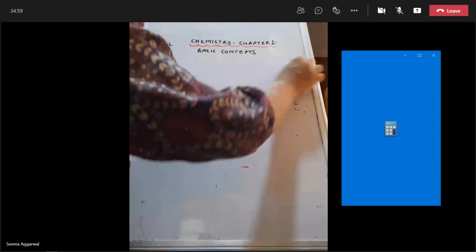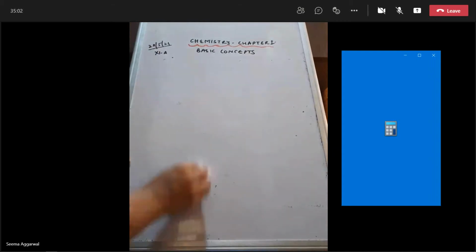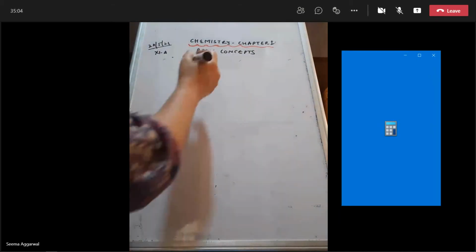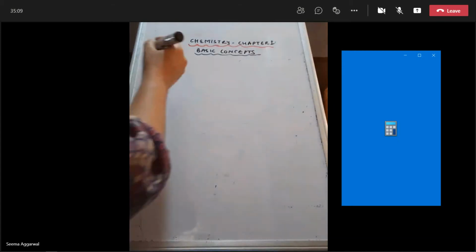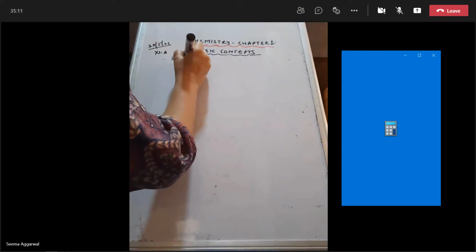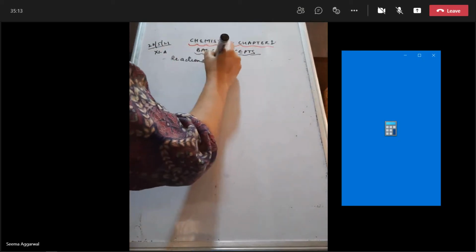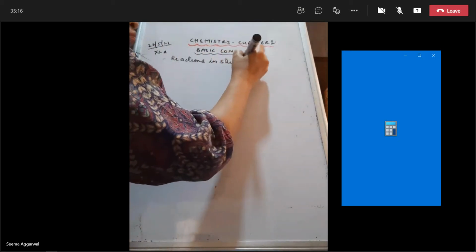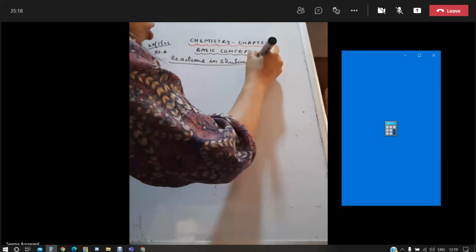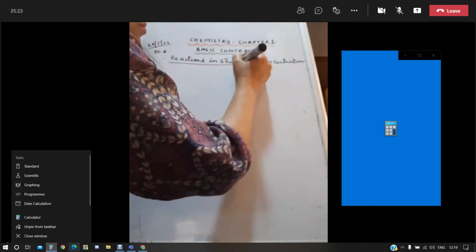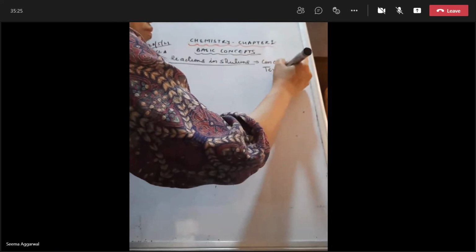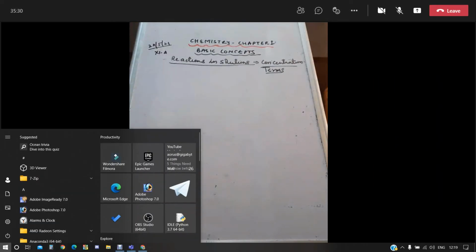So the second question, first question that I took was quite easy. Second was a little bit lengthier one, but again it was not difficult. Okay. Now, next topic that I am doing is reactions in solutions. And it is concentration terms. So my basic topic is concentration terms.